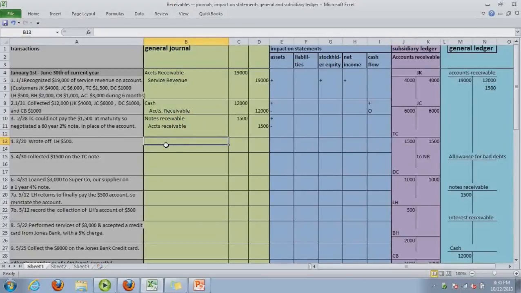Okay, number 4 was our first setback. LH did not pay. That's actually my initials. I'm a deadbeat customer here. And so we wrote that person off. Now you'll notice we haven't estimated bad debts yet. That's okay. Whenever it happens, we write off. And the write-off entry is kind of an interesting one. We have a new account called Allowance for Bad Debts. It's a contra asset. When you do the write-off, you're going to reduce the contra asset.